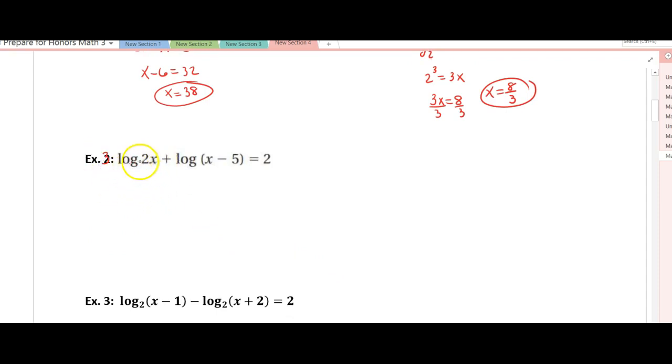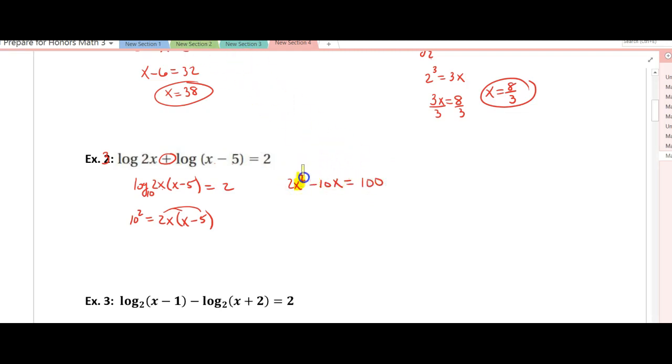If I look at this, I have log 2x plus log of x minus 5 equals 2. I do see the addition, so I'm going to combine these, or condense this, to be log of 2x times x minus 5 equals 2. But now here's where the algebra gets tricky. If it's just plain log, remember that's base 10. So we're basically doing 10 to the 2nd power is equal to 2x times x minus 5. So now I have to distribute the 2x. So I would get 2x squared minus 10x equals 10 squared, which is 100.